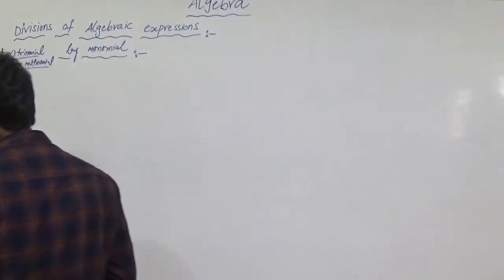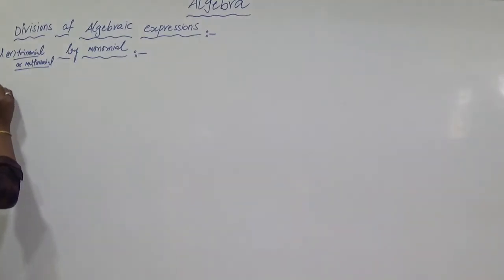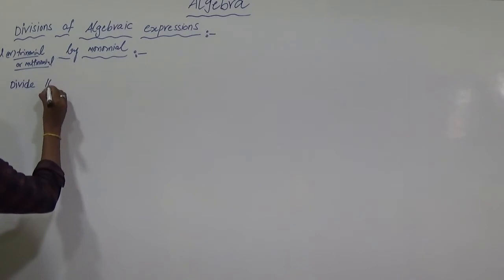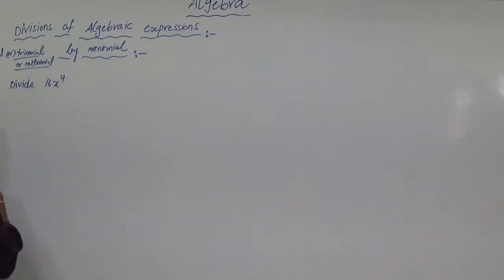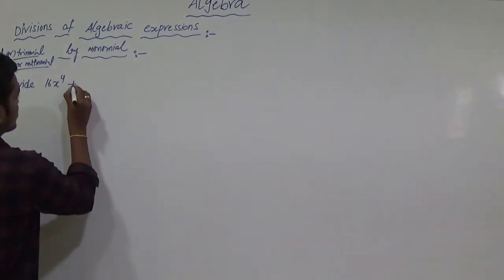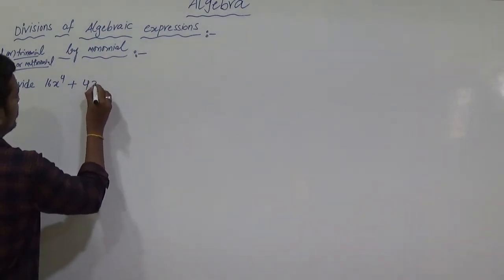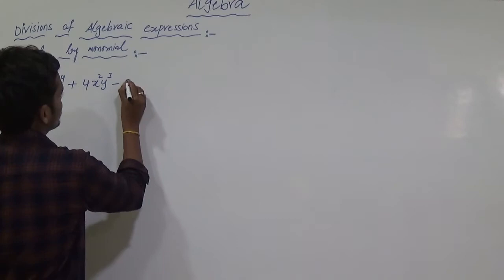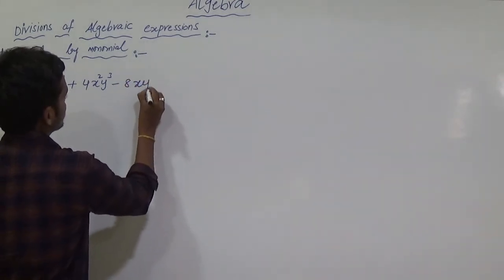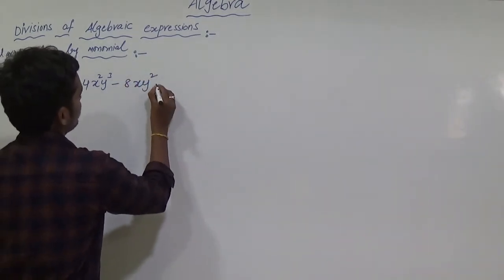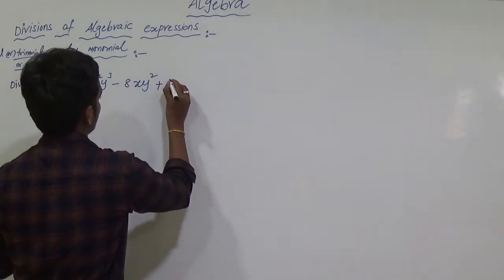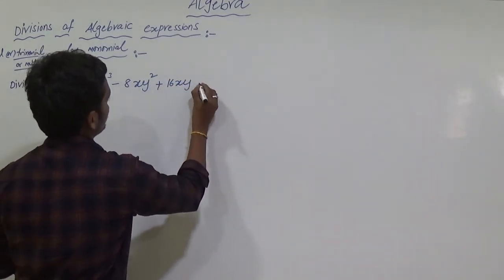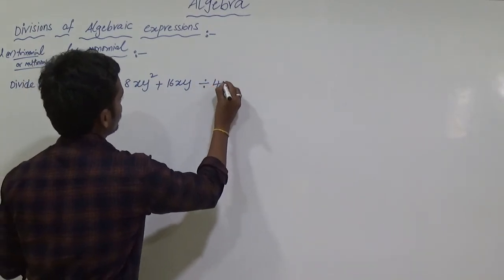For example, the problem is: divide 16x to the power of 4 plus 4x square y cube minus 8x y square plus 16 xy divided by 4x.